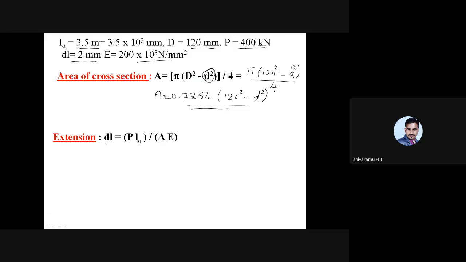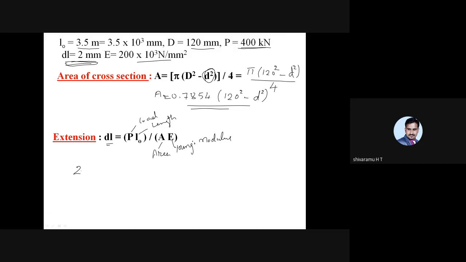So we know deformation dl is equal to P l naught divided by A E. P is the load, l naught is the length, A is the area of the cross section, and E is Young's modulus or modulus of elasticity. So in the question, when the steel hollow tube is subjected to a load of 400 kilonewton, it is getting a deformation of 2 millimeter.